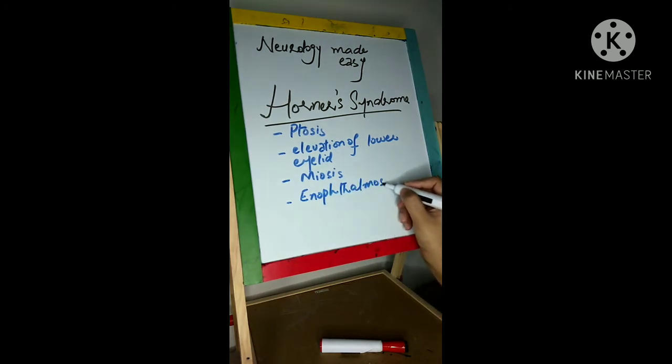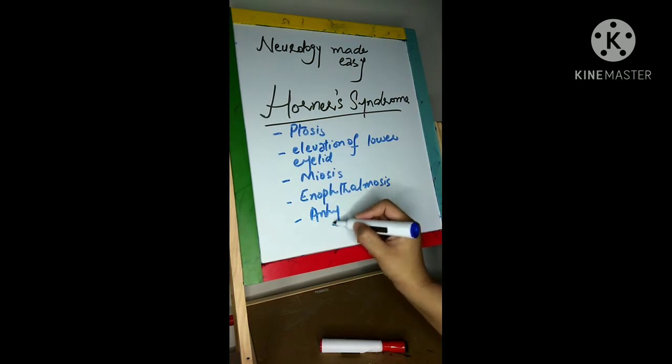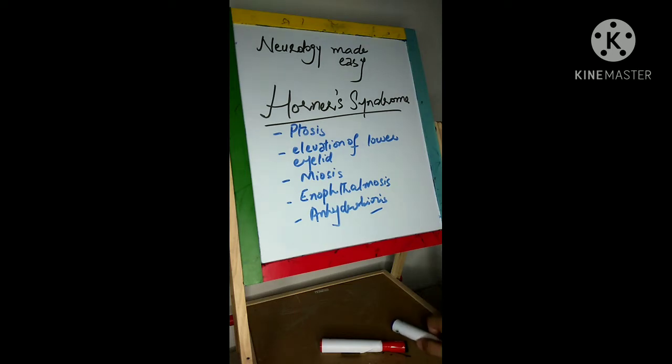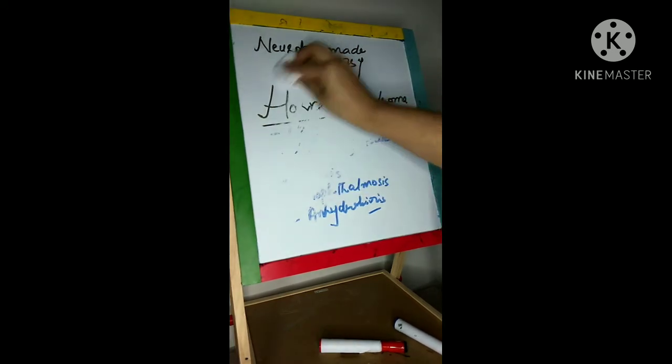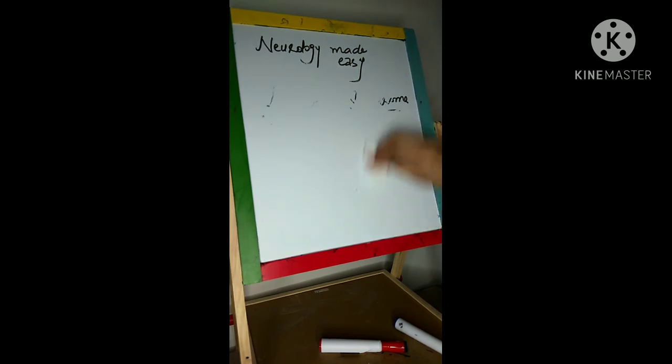Third is pupillary miosis, which is due to impaired pupillodilator function that I will explain. Then we have facial anhidrosis, that is, sweating of half of the face is lost, and we also have enophthalmos, that is a decrease in palpebral fissure. So now I will explain why all of these happen in Horner syndrome.